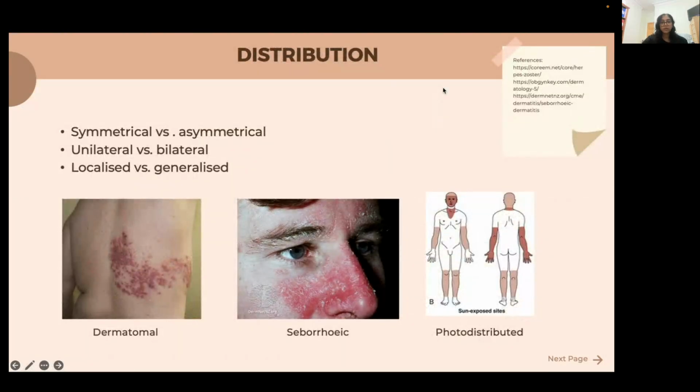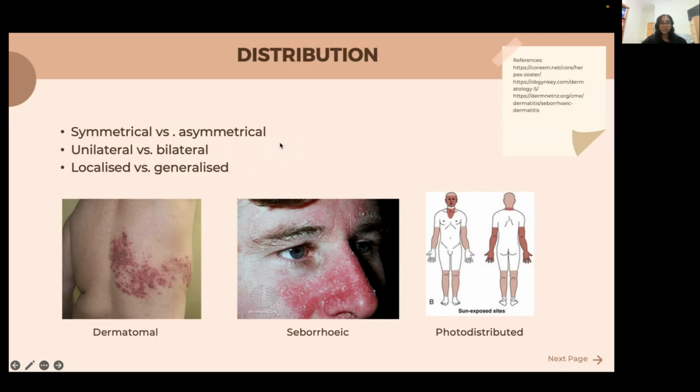And then distribution. So earlier on, we were talking about the difference between configuration and distribution. With distribution, we're thinking about where the lesion is on the body anatomically. So when we're describing the distribution, firstly, we want to think about, is it symmetrical or asymmetrical on the body? So is it the same on both sides or is it different? Is it unilateral or bilateral? So is it on one side of the body or both sides? Is it localized or generalized? So is it focused on one area of the body or is it generalized, so over a very large area or over almost all of the body?